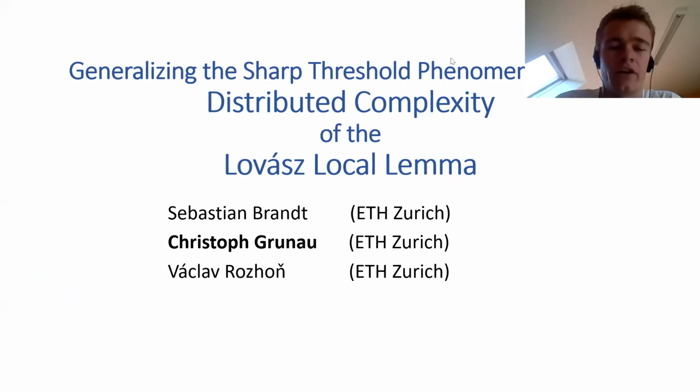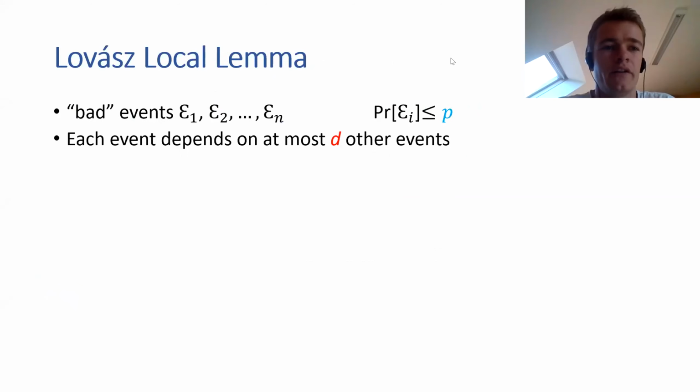All right, so I'm talking about the distributed complexity of the Lovász Local Lemma in this joint work together with Sebastian Brandt and Vašek Rozhoň. So let's start by recalling the Lovász Local Lemma. There you are given n bad events denoted by E1 up to En, and you assume that the probability that Ei happens is bounded by p, where p is some parameter. Furthermore, you assume that each event depends on at most d other events, where d is an additional parameter.